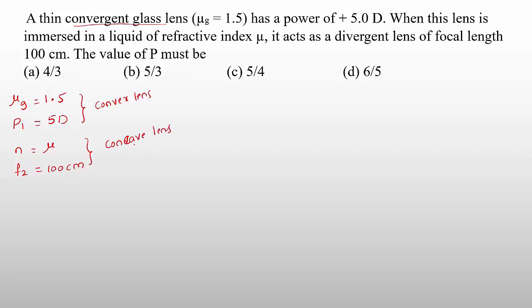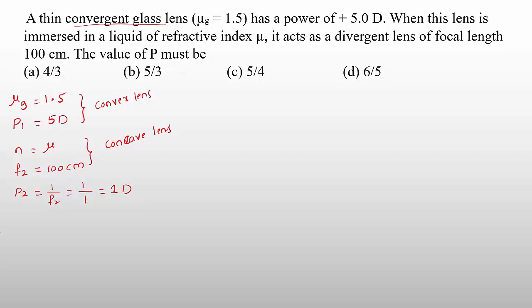Then we have to calculate the value of mu. Here P2 equal to 1 by f2. So 100 centimeter means 1 meter, so 1 by 1 is 1 diopter. This is the value of P2. So we know the value of P1 and P2, and we have to calculate the value of mu.